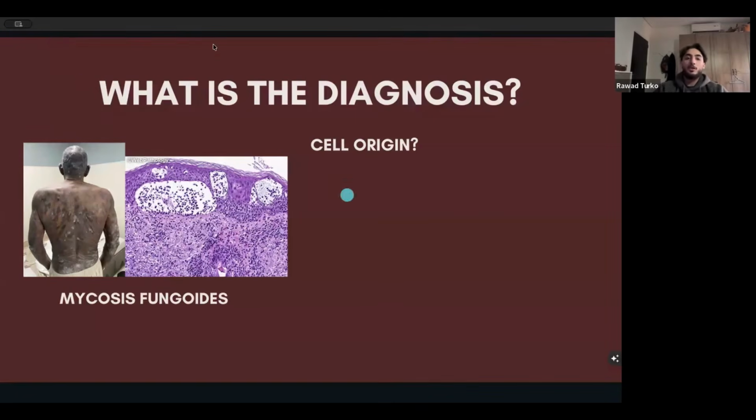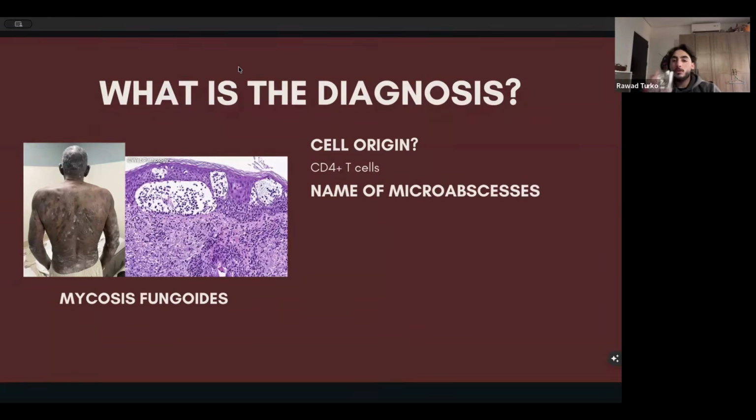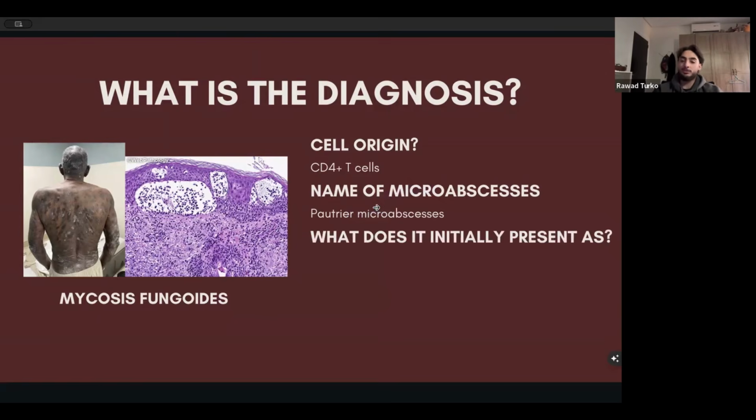Okay. So the cell origin, they're CD4 cells. Okay, CD4 plus T cells. What's the name of these micro abscesses? Does anyone know? This collection. Yeah, good. So that's Pautrier micro abscesses seen inside of the epithelium, which is what's causing the skin lesions to form. Okay, and again, what does it initially present as?